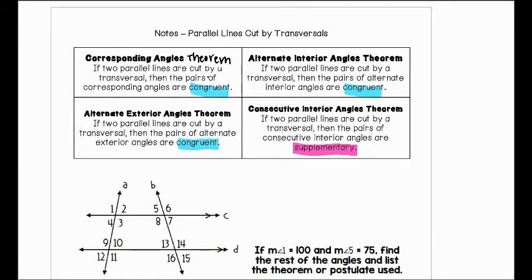So when we see corresponding angles, alternate interior angles, or alternate exterior angles when they're through a parallel line, they are all going to be congruent to one another. That's what these first three theorems are telling us. So if two parallel lines are cut by a transversal, then these three types of angles will be congruent. Now the one that is slightly different than those three are the consecutive interior angles, and remember those are the angles that are on the inside of the parallel lines but on the same side of the transversal. Those will not be congruent, but they will be supplementary to one another, so they'll add up to 180.